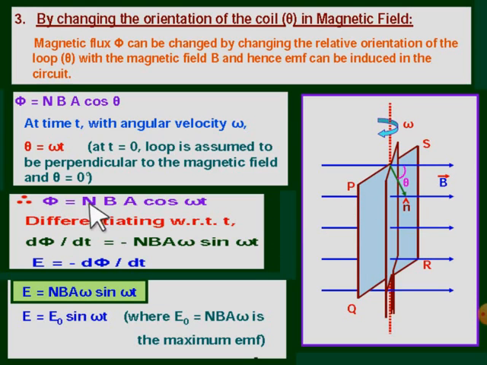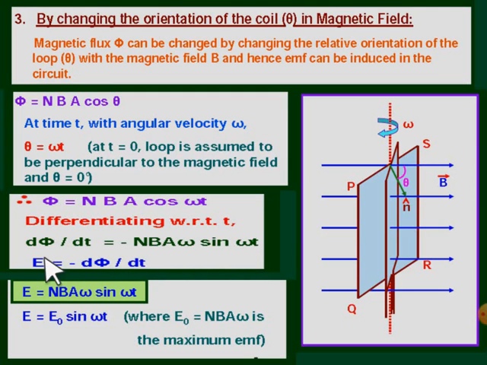So your phi will be equal to NBA cosine of theta, where theta is omega t, as I said. Got it? Differentiating this, you will get the rate of change of magnetic flux. N, B and A are all constant, so you take them outside the differentiation. If you differentiate cosine of omega t, it will be minus sine omega t times omega. Differentiation of cosine of theta is minus sine omega t, and differentiating omega t gives another omega. So the differentiation of phi equal to NBA cosine of omega t will be minus NBA omega sine of omega t.